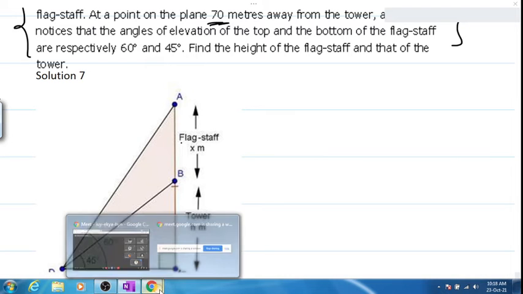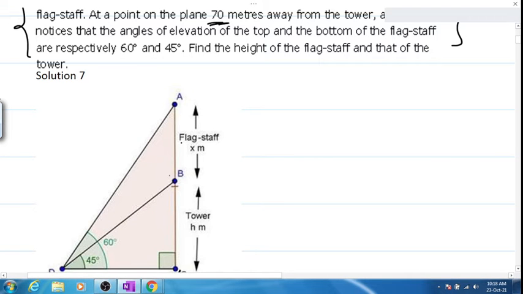I think we have done numerous questions based on this. The questions might be different, but the logic is the same. Now, can anybody tell me what is the length of the flag staff? First of all, tell me what is the height of the tower. Kindly draw the figure and tell me what is the height of the tower.